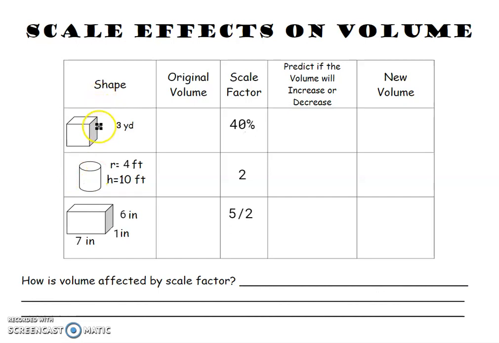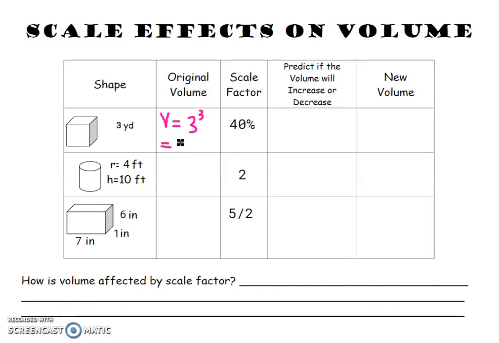So our first shape is a cube with all three sides equal to 3. First we need to find our original volume. Remember, it's the area of the base, which is 3 times 3, times the height, which is also 3. So we could abbreviate that to 3 cubed.